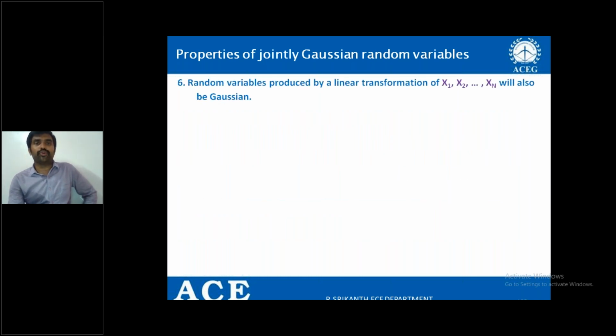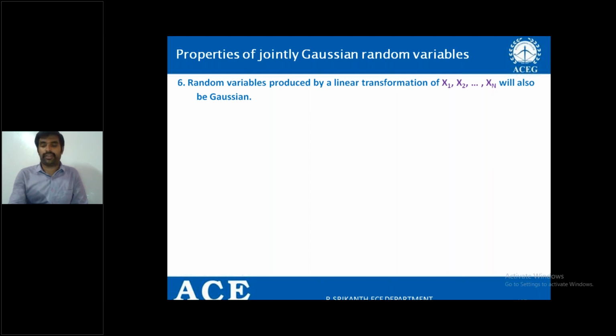The random variables produced by a linear transformation of x1 to xn will also be Gaussian. Let us see more about linear transformation of multiple random variables in the coming topics. For time being, you just remember this. If I produce any new random variable by taking the linear transformation of the existing random variables x1 to xn, the resultant will also be Gaussian. We will also see the proof for this in the further topics.